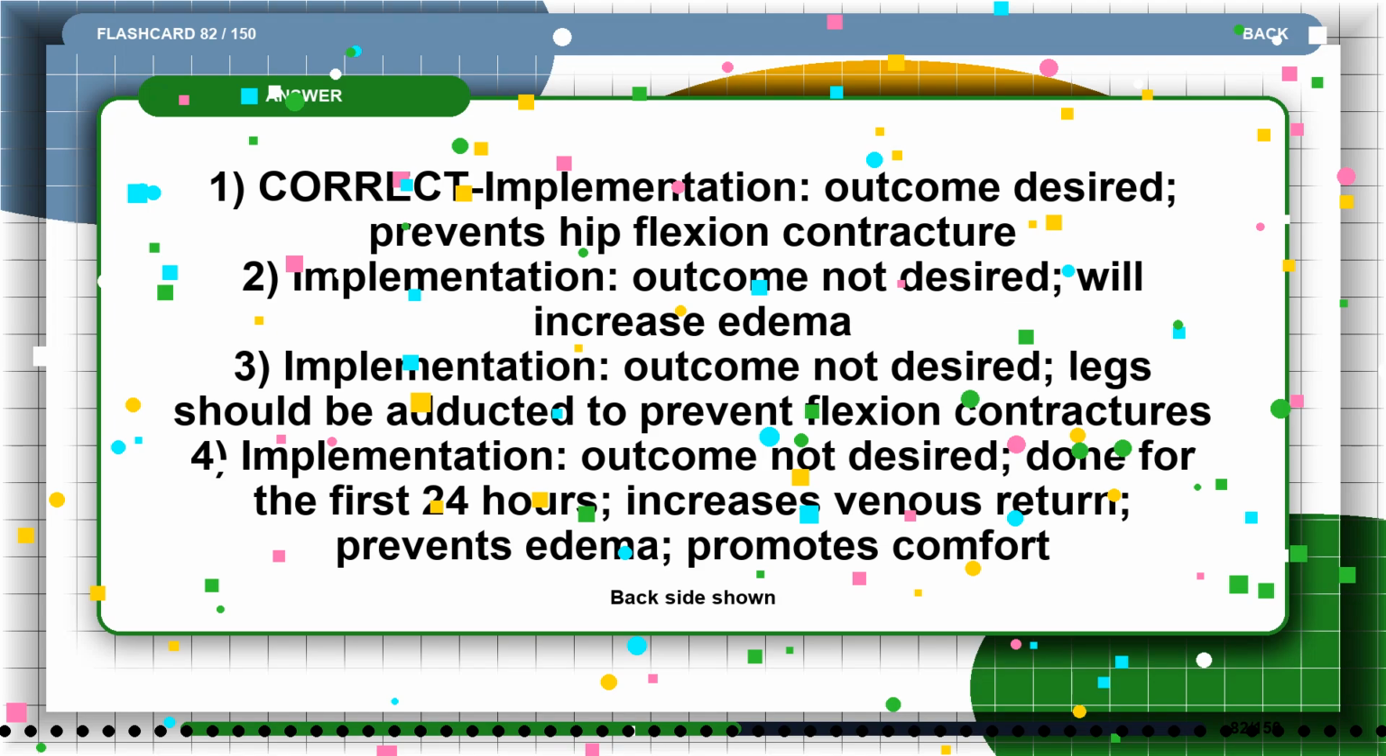The answer is 1. Correct implementation. Outcome desired. Prevents hip flexion contracture. 2. Implementation. Outcome not desired. Will increase edema. 3. Implementation. Outcome not desired. Legs should be adducted to prevent flexion contractures. 4. Implementation. Outcome not desired. Done for the first 24 hours. Increases venous return. Prevents edema. Promotes comfort.